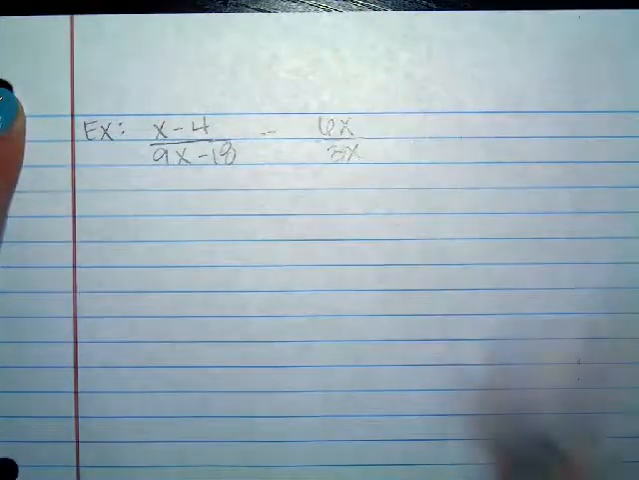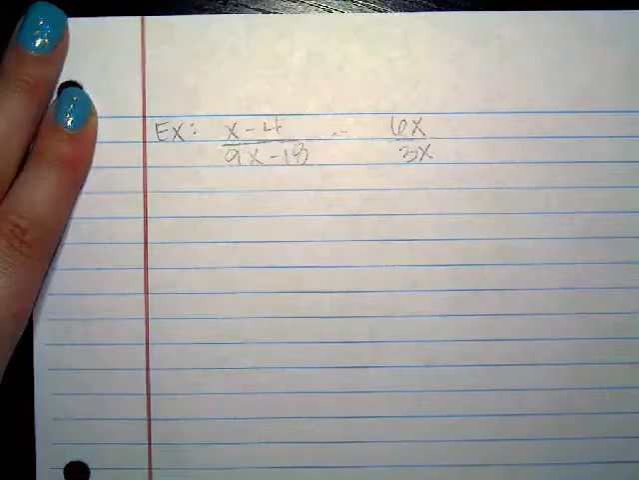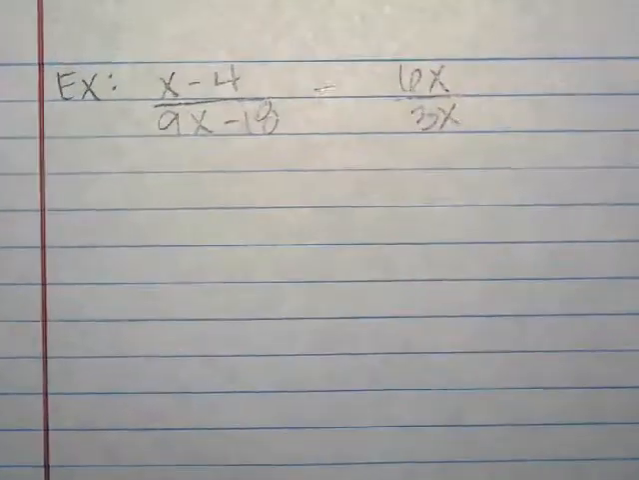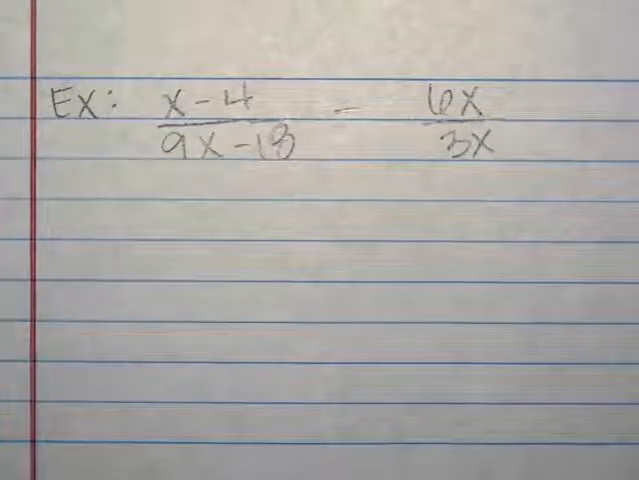6x over 3x. Why is it so bright right there? There's just like one bright spot on the screen. All right, I'm going to zoom in. Okay.